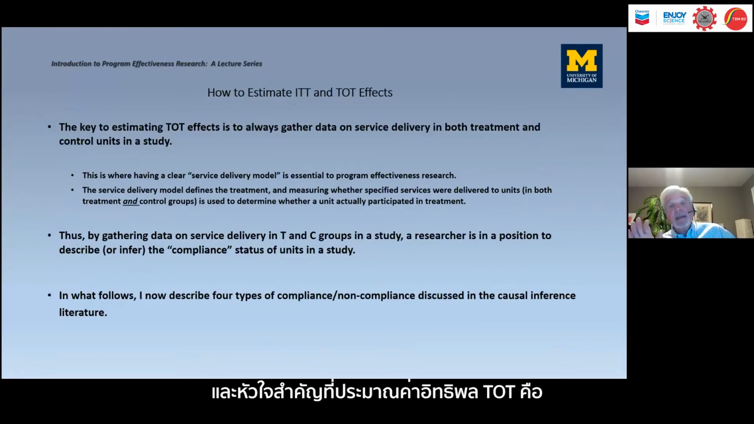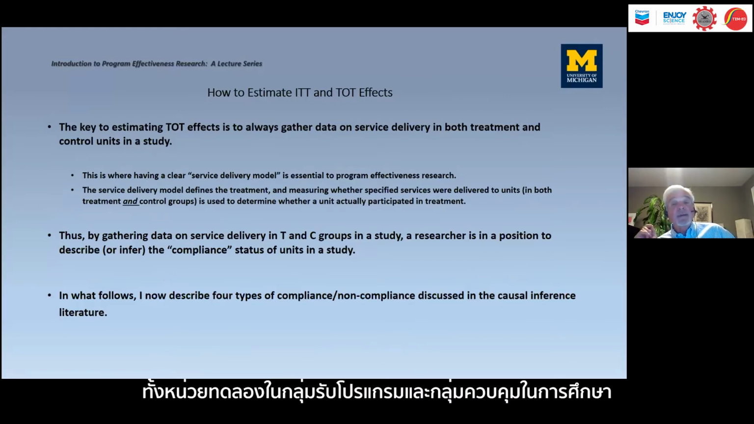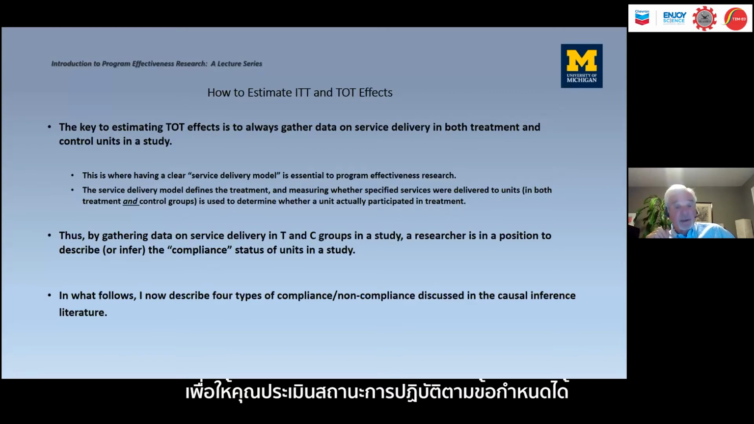And the key to estimating TOT effects is to always gather data on service delivery in both the treatment and the control units in the study so you can assess compliance status.